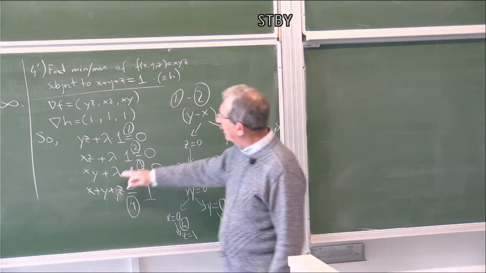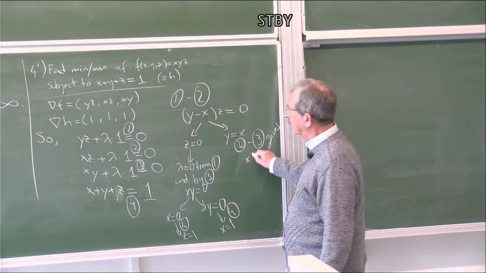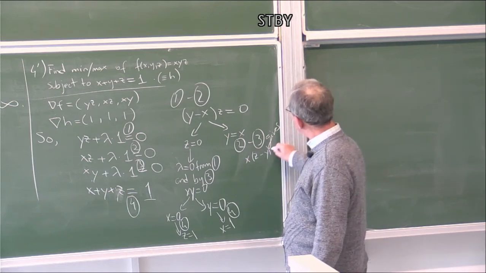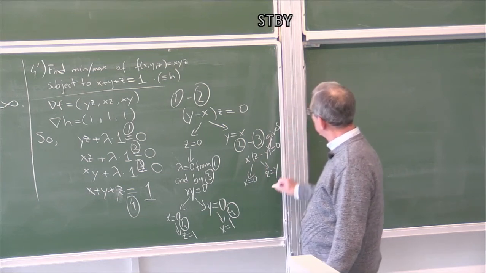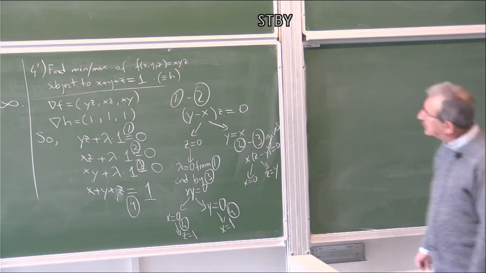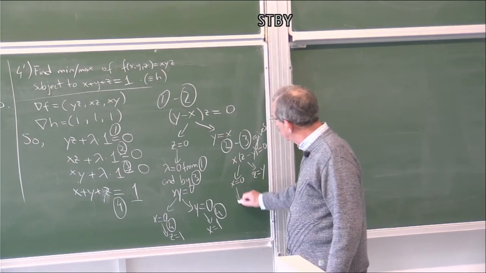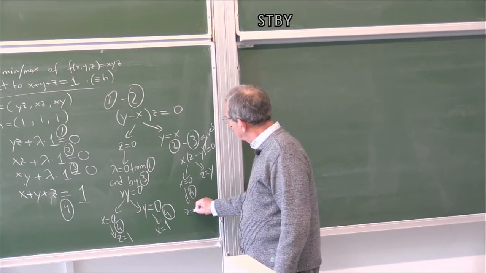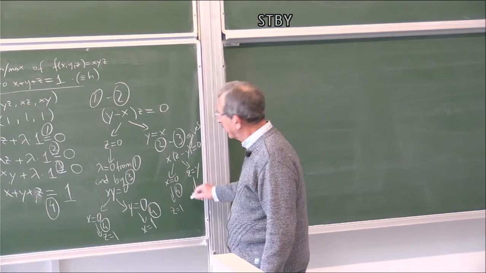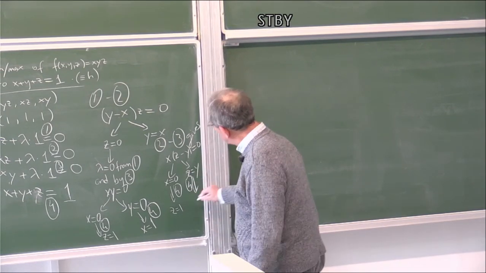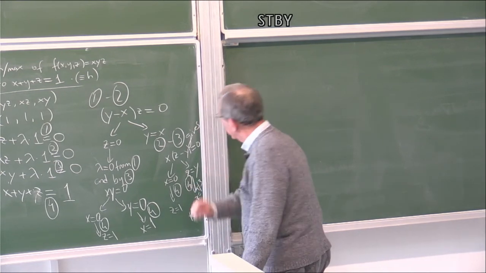Now, 2 minus 3 gives lambdas go out, okay? You have x times z minus 1 is 0, which says x is 0 or z is 1. If x is 0, then y is 0. So 4 gives z is 1. If y is z and y is x, this gives, again by 4, that x equal to y equal to z equal to 1 over 3.